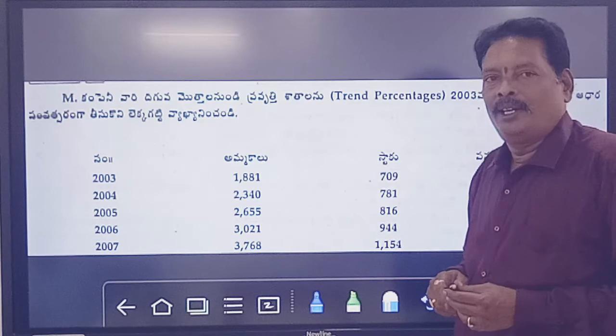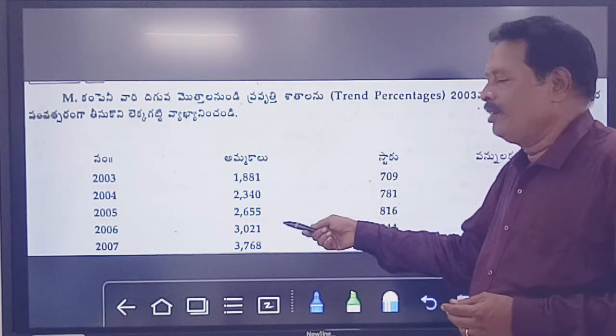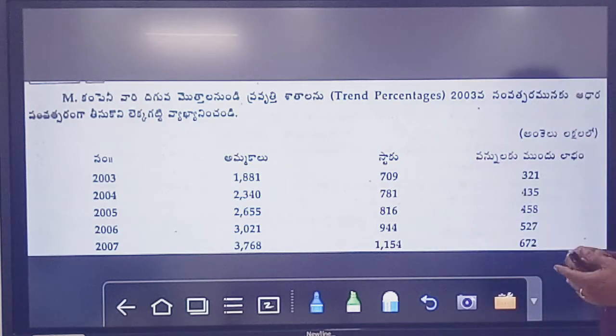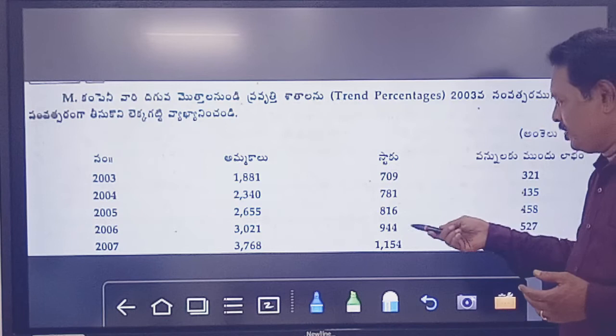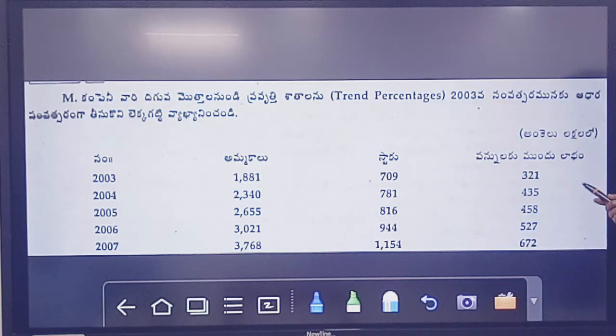First of all, the student has to calculate percentages for sales. How to calculate? I will tell you. Like this, for stock, the student has to calculate percentages. For profit also, the student has to calculate percentages. How to calculate these percentages?